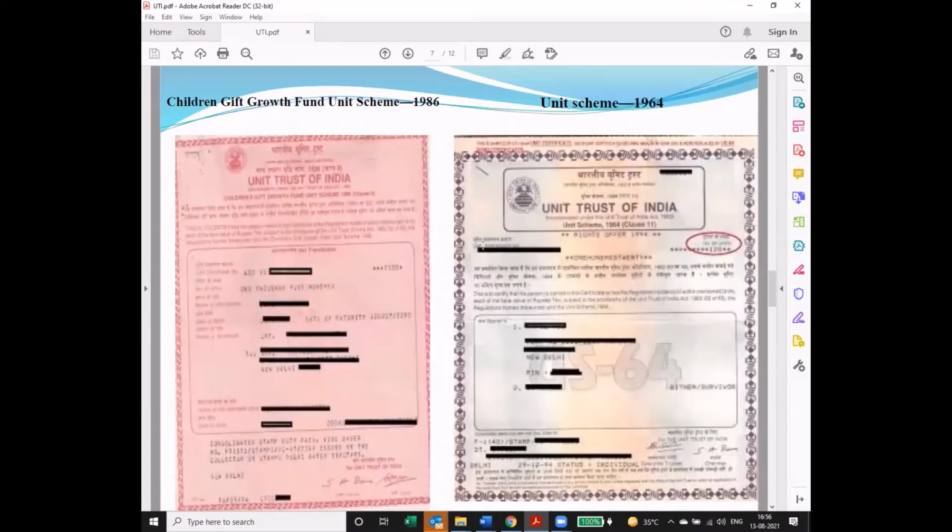This is the kind of unit document Unit Trust of India used to issue. So you can just have a look at that. This is the kind of document, just a sample unit scheme of 1964 and the Children Gift Growth Fund. This is of 1986. These are the two.